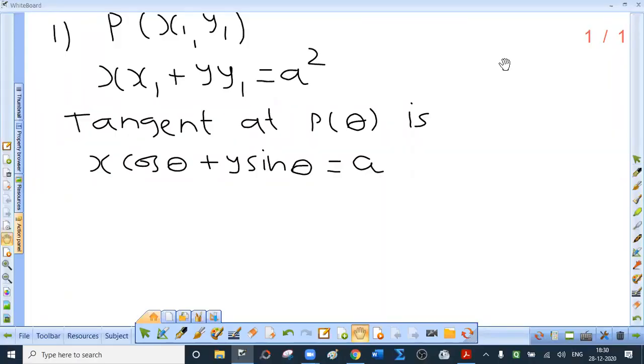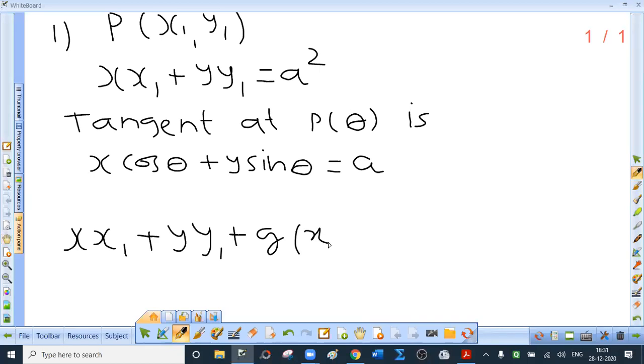Equation of tangent to the circle x² + y² + 2gx + 2fy + c = 0, at a point P(x1, y1) on it, is xx1 + yy1 + g(x + x1) + f(y + y1) + c = 0.